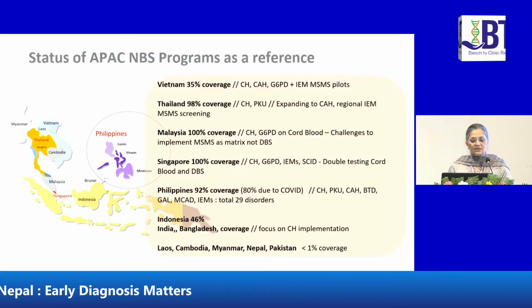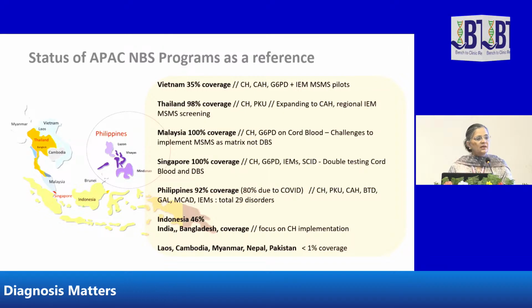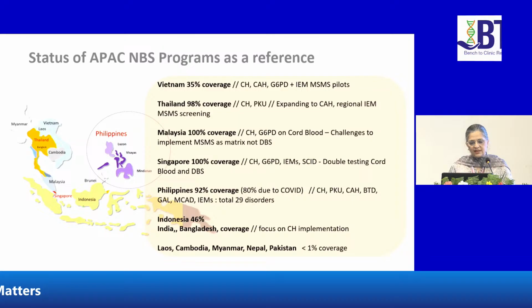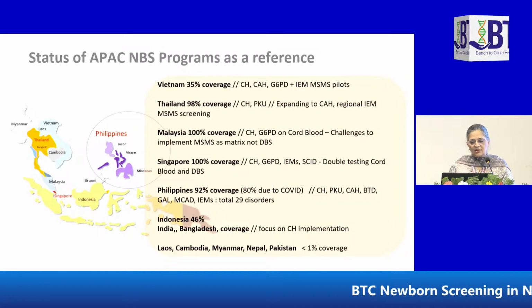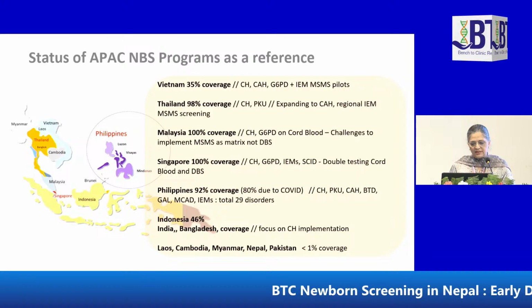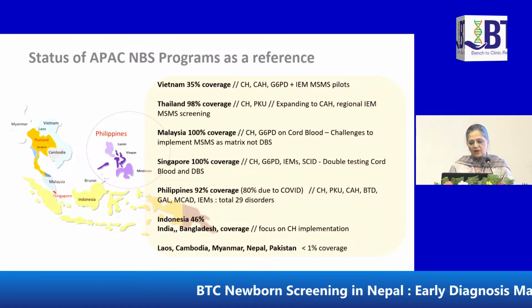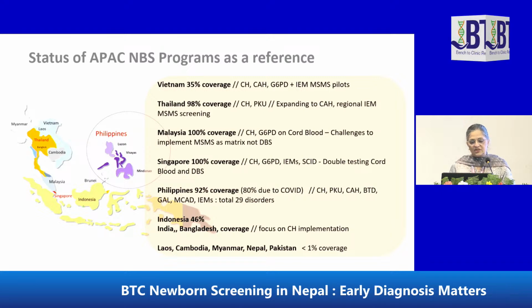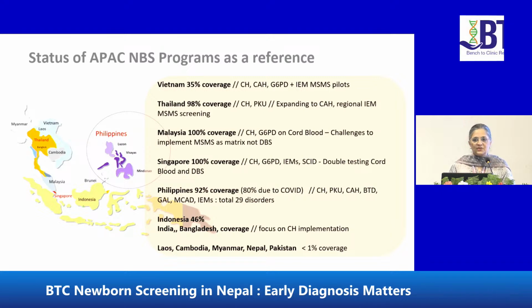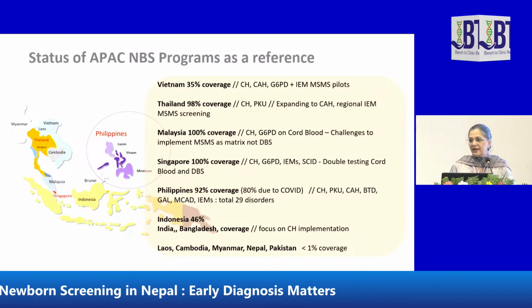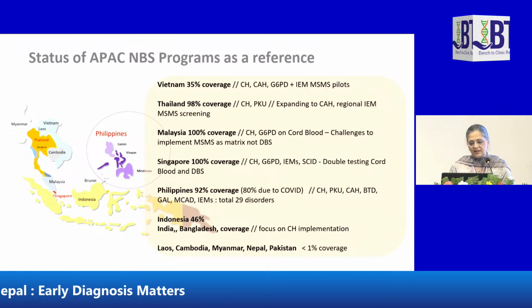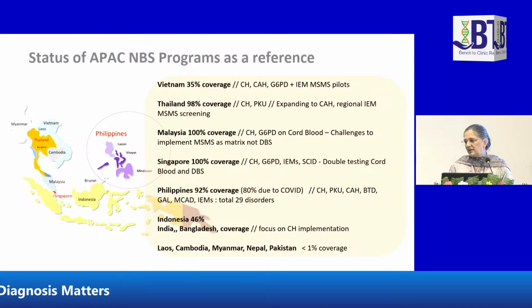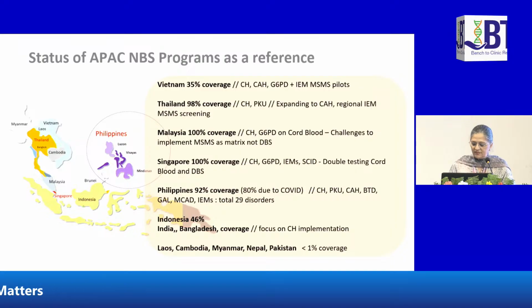This is the status of newborn screening programs in the Asia-Pacific countries. Within the Asia-Pacific region, there are countries with very good coverage, like Singapore and Malaysia, and Thailand and Vietnam are also making very promising progress. Philippines is one such example. Indonesia was earlier very low, but over the last 2 years they have been able to cover 46%. But countries like India, Bangladesh, Pakistan, and Nepal continue to have very low coverage and low progress in the region.